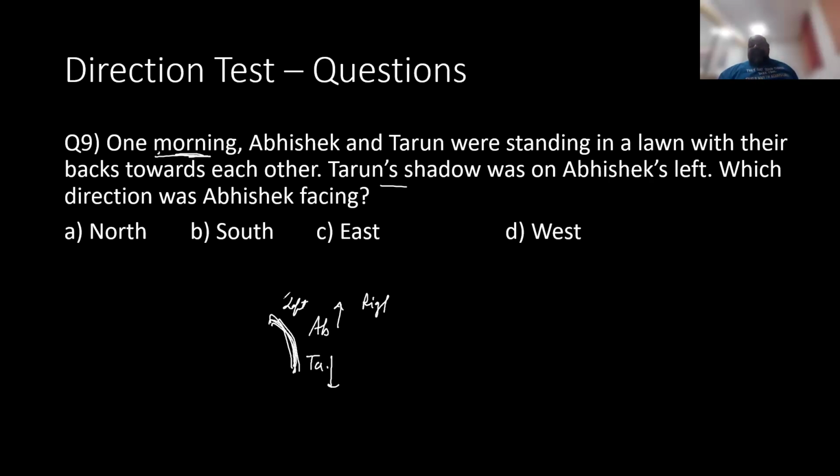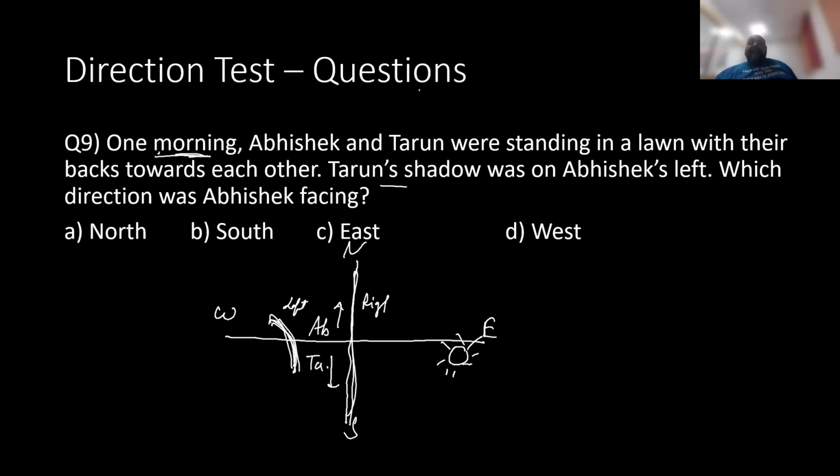If Tarun's shadow is on Abhishek's left, where would the sun be? The sun has to be in the opposite direction. So the sun would be here. Right? In which direction does the sun rise? The sun rises in the east, sets in the west. Because it is morning, the sun will be in the east direction. So this is east, which means this is west, which means this is north, this is south. Abhishek was actually facing north. Therefore, Tarun's shadow was on Abhishek's left.